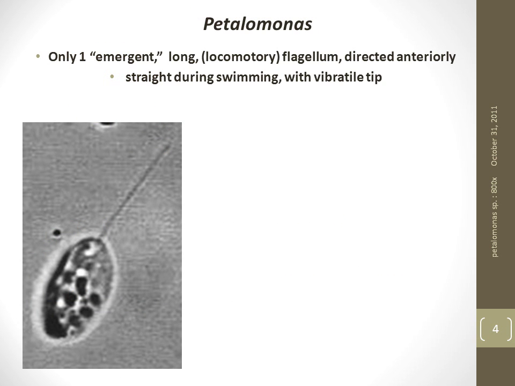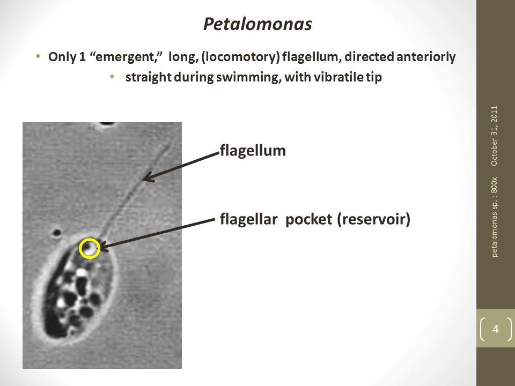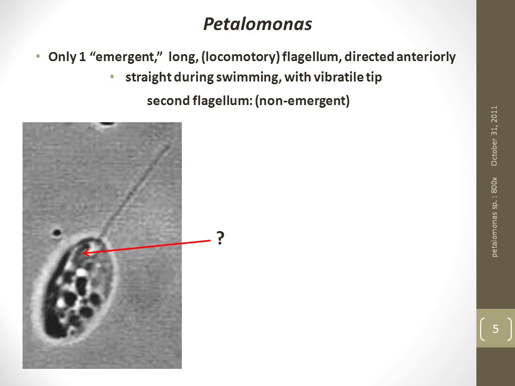Petalomonas typically has a single, long, visible, emergent flagellum, usually directed anteriorly. This flagellum is seen to originate from an anterior pocket or reservoir, from which it is said to be emergent. A second, short, non-emergent flagellum is known to be present, but is usually not visualized and is difficult to see.